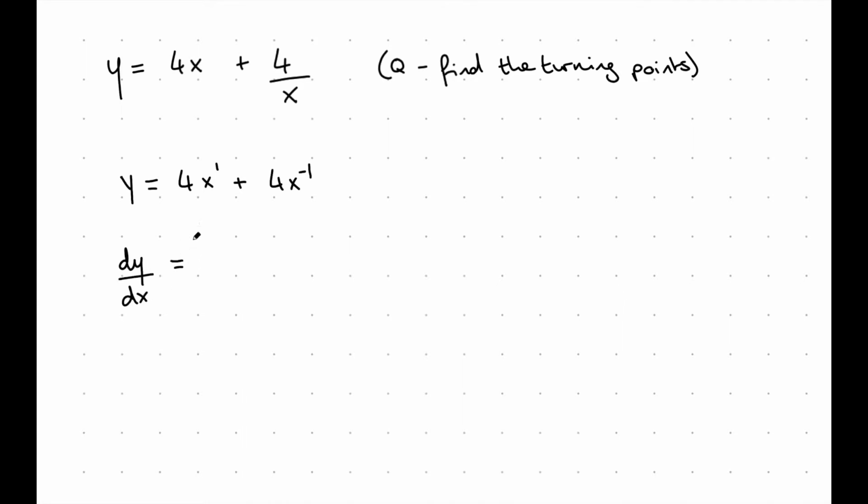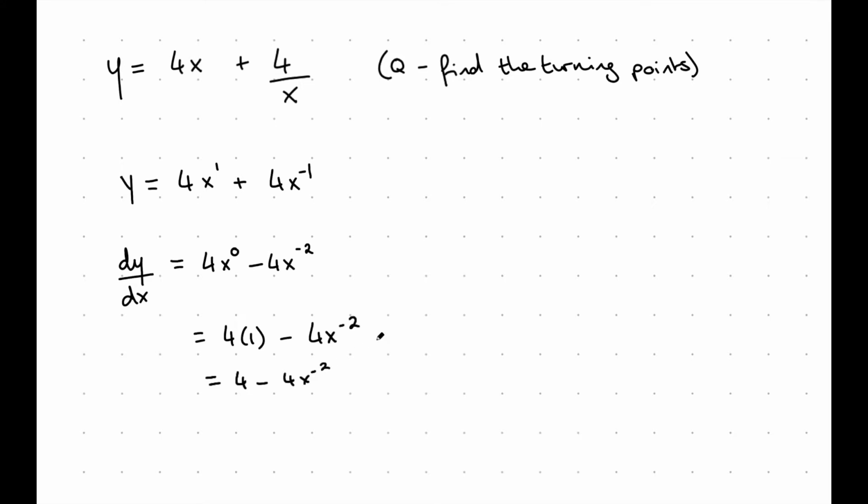dy/dx is equal to, and then I'm going to multiply down by the power 4, take 1 off the power, x to the 0, multiply down by the power minus 4, x to the power of minus 2. Minus 1 minus another one gives us minus 2. Tidying that up a little bit more, I'm going to get 4 by 1 minus 4x to the minus 2, which is 4 minus 4x to the minus 2.